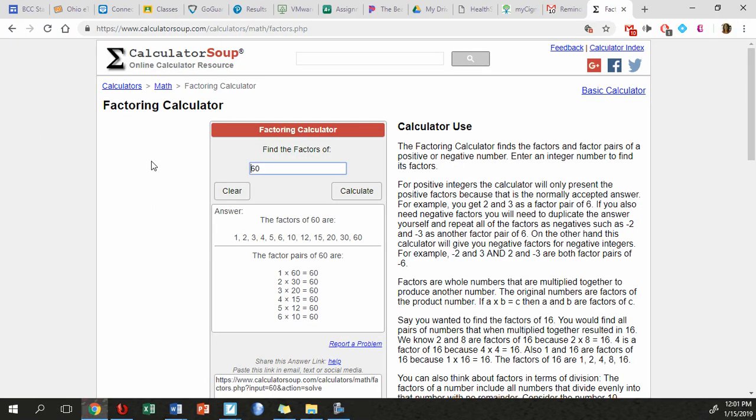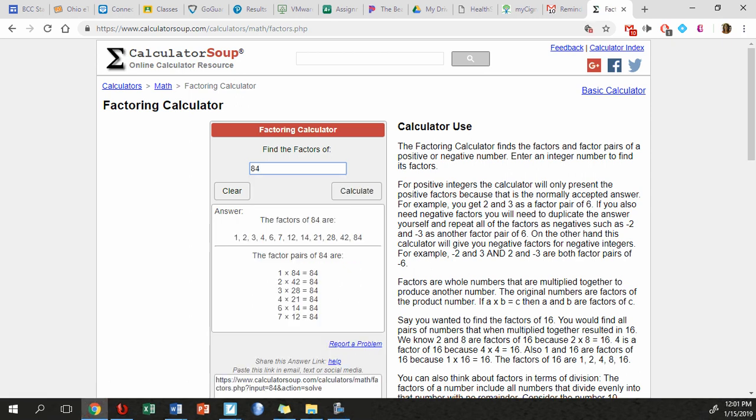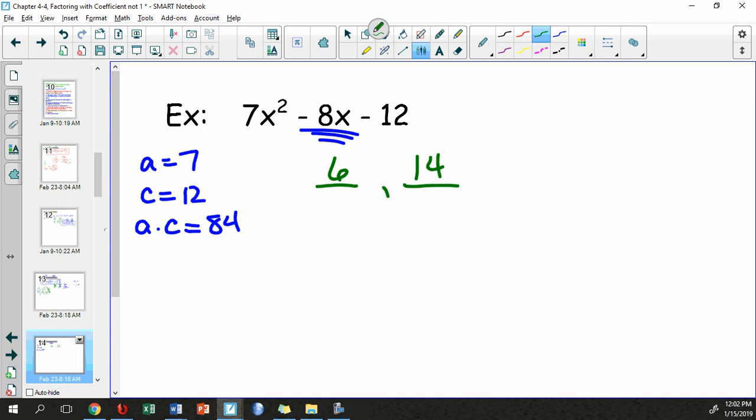So I'm going to come over here to my calculator, and I'm going to type in 84. Now, what numbers are going to give you your middle term of 8? 6 and 14. Do we see that? 6 and 14 give you 8. So if I'm going to be using a 6 and a 14, I have to divide them both by what? A, which is 7.